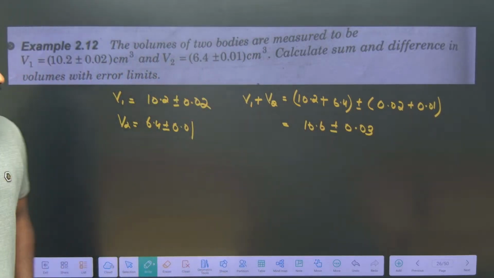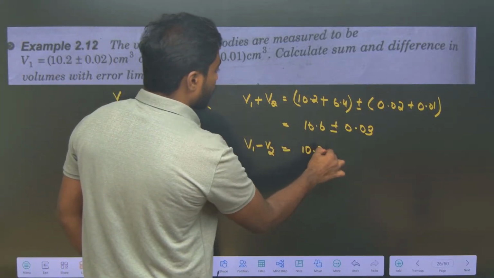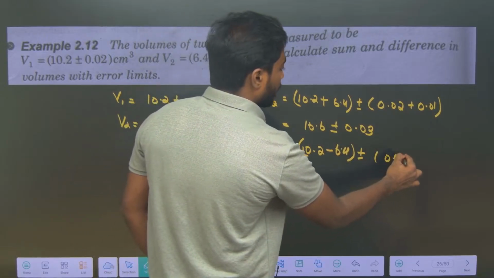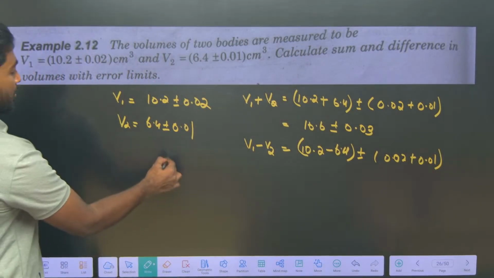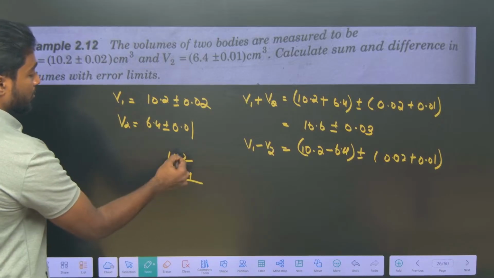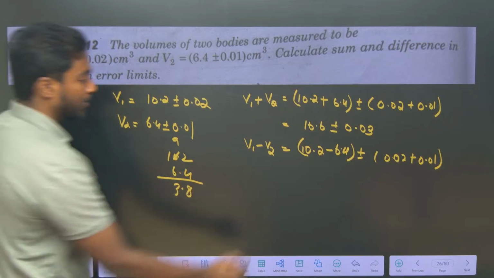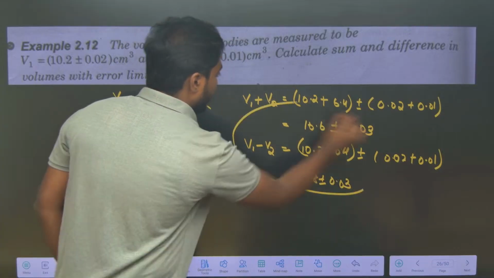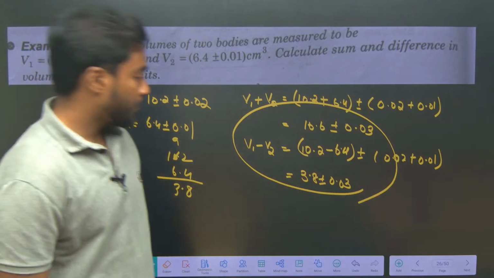This is my sum. When I do the difference, V1 minus V2 will be equal to 10.2 minus 6.4 plus or minus 0.02 plus 0.01. So 10.2 minus 6.4 is 3.8, so 3.8 plus or minus 0.03. This is my answer for both of the questions. I hope you got it.